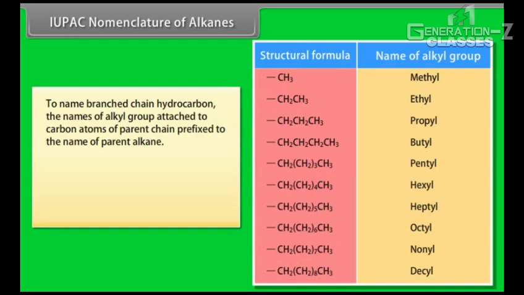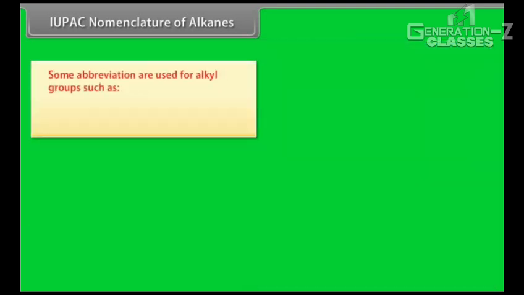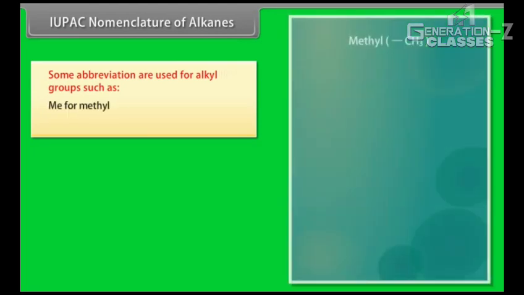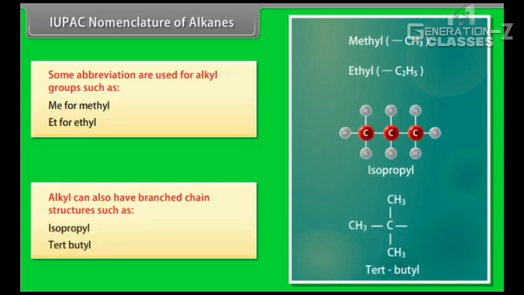the names of the alkyl groups attached to carbon atoms of the parent chain are prefixed to the name of the parent alkane. An alkyl group is formed from a saturated hydrocarbon by removing one hydrogen atom from a carbon. To name an alkyl group, we substitute -yl. Some abbreviations are used for alkyl groups, such as Me for methyl, Et for ethyl. Alkyl groups can also have branched chain structures such as isopropyl, tert-butyl.